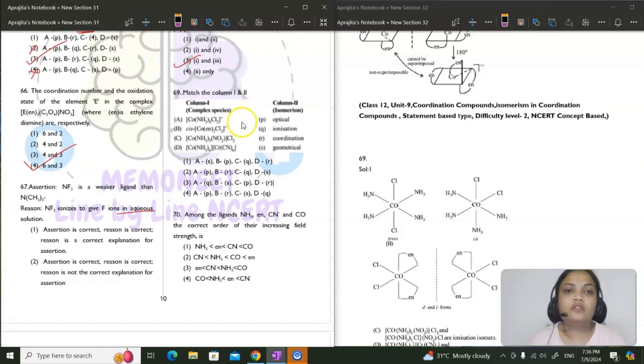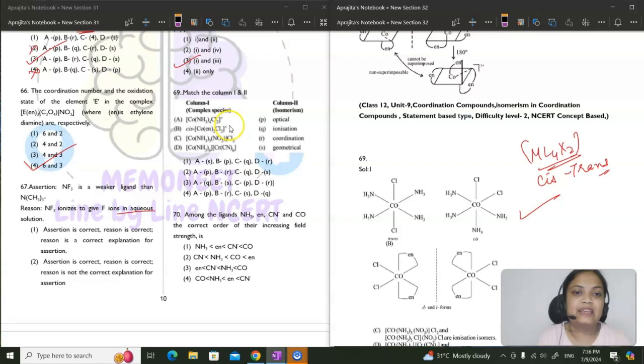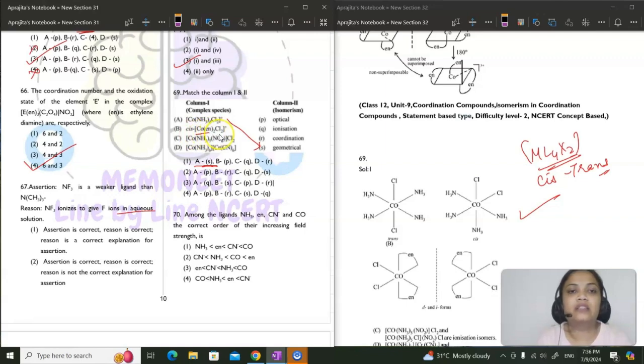So the first compound, again it's an octahedral compound of the MA4X2 type. So it will be showing geometrical isomerism, that is the cis-trans isomerism. Okay, so for A it's S, and for A only one option is there, but we will see the others also. Then cis cobalt, ethylenediamine and chloride is there, so it will be an optically active compound, because it's non-superimposable on its mirror image. So from here it shows optical isomerism.